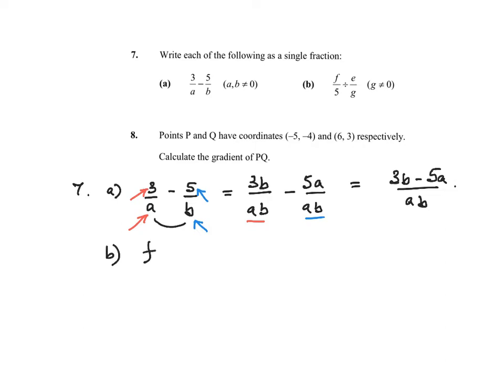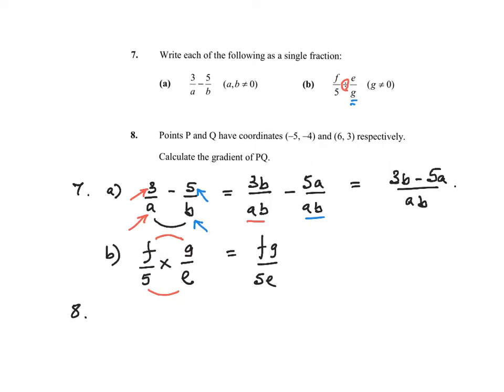F over 5. Now what I'm going to do is change the division sign here. I'm going to change divide to multiply, and then I'm going to turn the second fraction upside down. So instead of having E over G, we've got G over E. That's how we deal with that. Multiply tops, multiply bottoms. So it's FG over 5E.